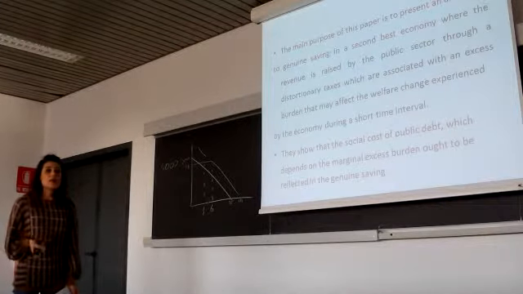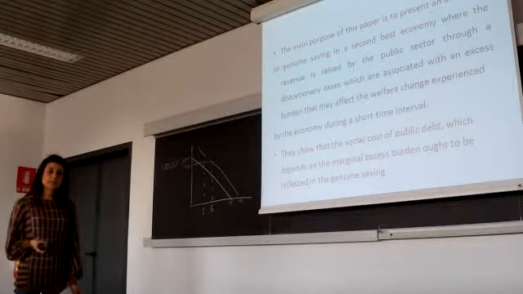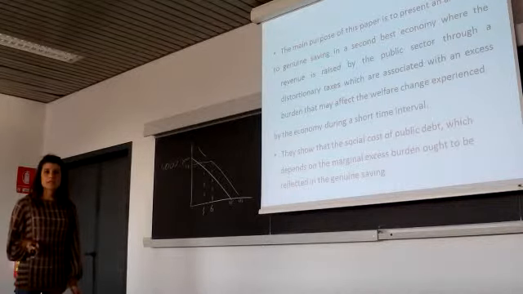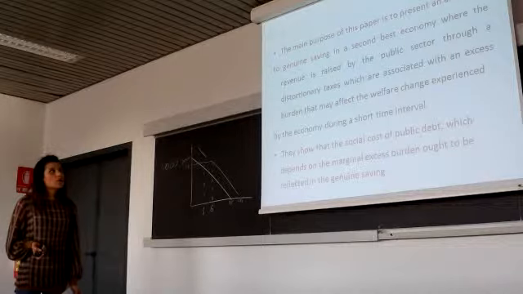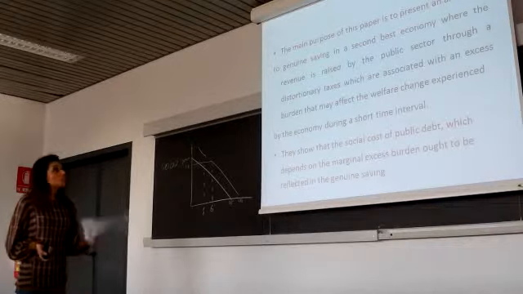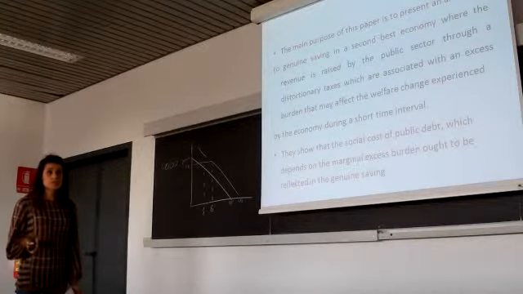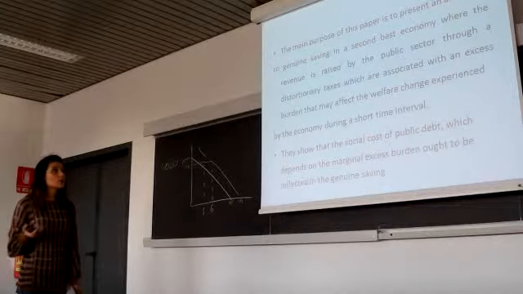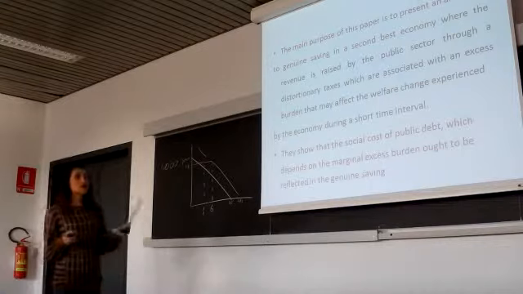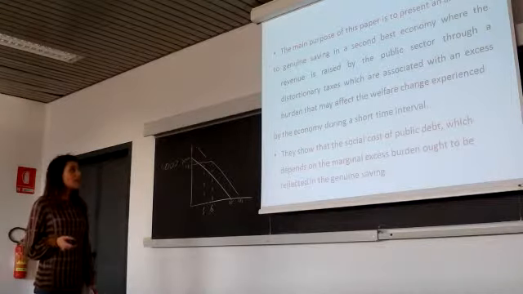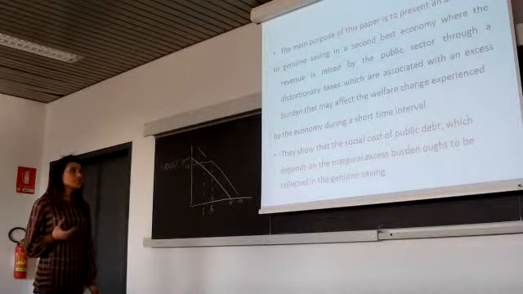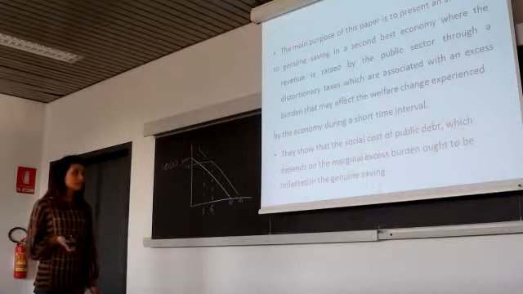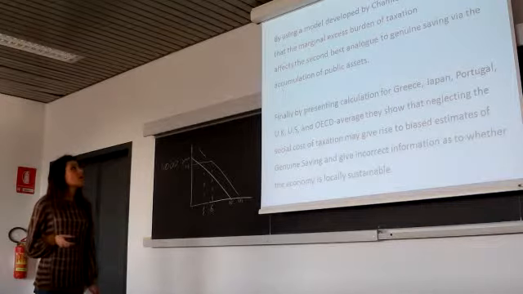where the government raises revenue to finance public expenditure or environmental policy through distortionary taxes, which are associated with an excess burden that may affect the welfare change experienced by the economy during a short time interval. So they want to show that the social cost of public debt, which depends on the marginal excess burden, ought to be reflected in the genuine saving.